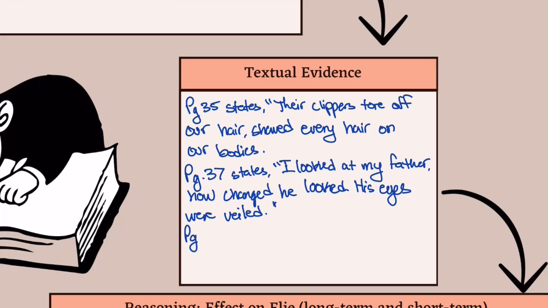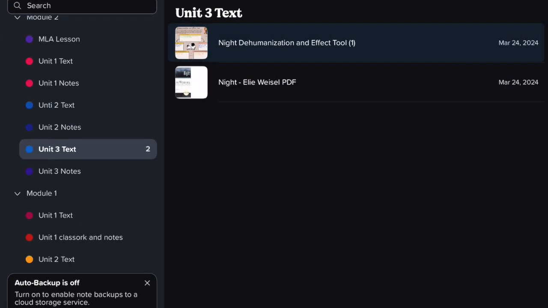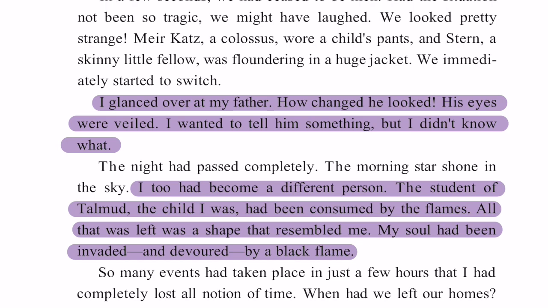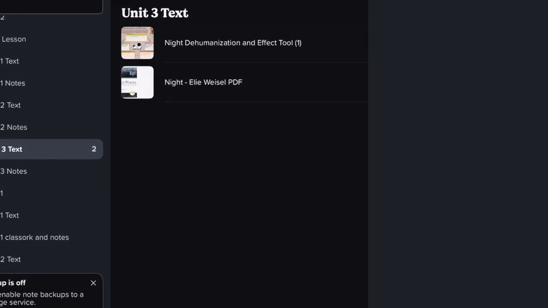Page 37 also states, right? We have a lot of good evidence for this one. Page 37 also states, "the student of the Talmud, the child I was, had been consumed by the flames. My soul had been invaded, devoured by a black flame." I would paraphrase. I would take something out of this. There's a lot of good stuff in this little section right here, but I'm going to use this last part right here. "My soul had been invaded and devoured by a black flame." I'm going to write that down.